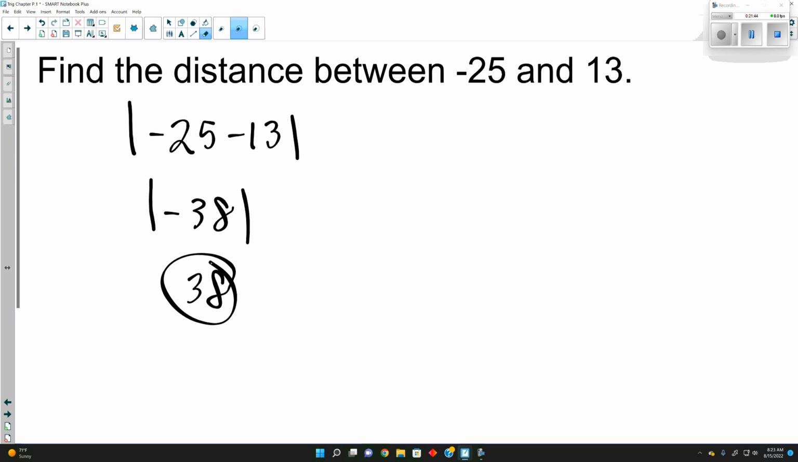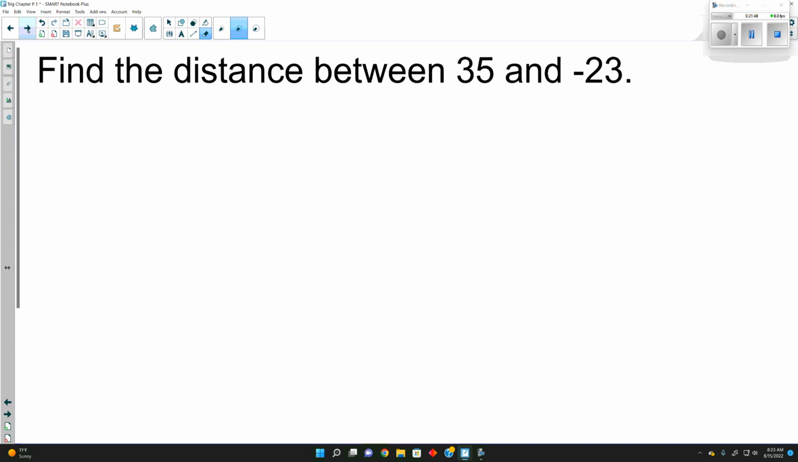Questions on this here? I have a whole bunch more of these, but I don't think we need to see any more of these. We're good with doing absolute values for distance.